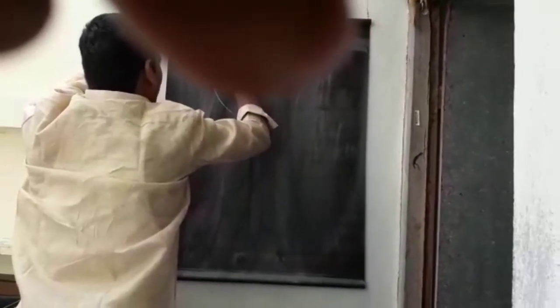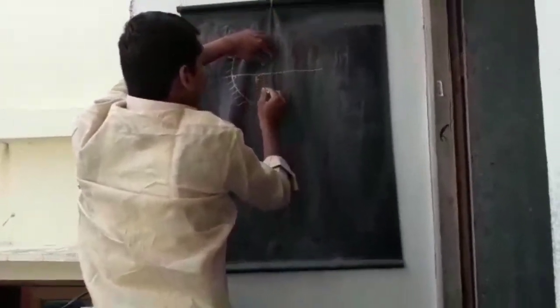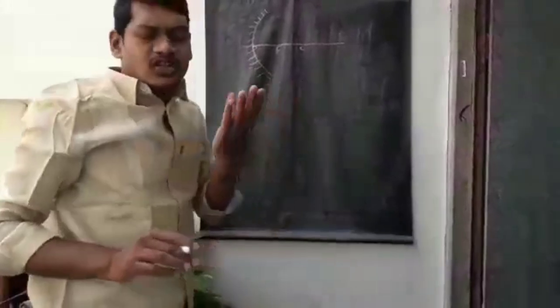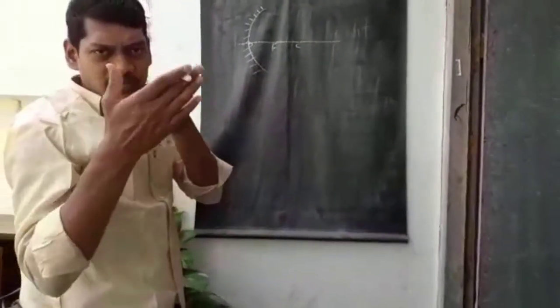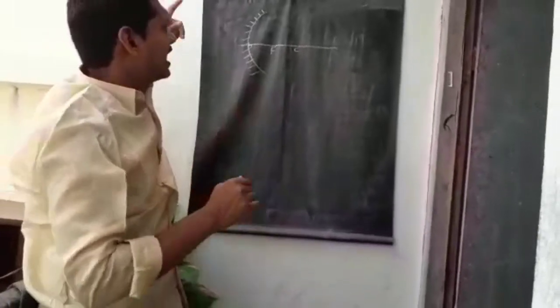Let's take a concave mirror. Concave means inwards, like a cave. This is called the pole, this is called the focus, and this is called the center of curvature. The angle of incidence must be equal to the angle of reflection, i is equal to r, that we discussed earlier in the class.